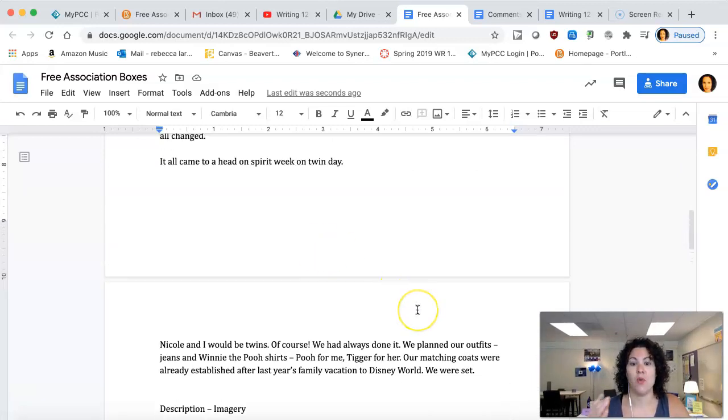Nicole and I would be twins, of course. We'd always done it. We'd planned our outfits, jeans and Winnie the Pooh shirts, Pooh for me, Tigger for her. Our matching coats were already established after last year's family vacation to Disney World. We were set. So this was a quick flash write, 5 minutes, getting some ideas down on the page. That's all I'm asking you to do.